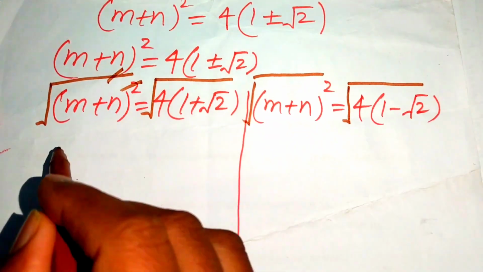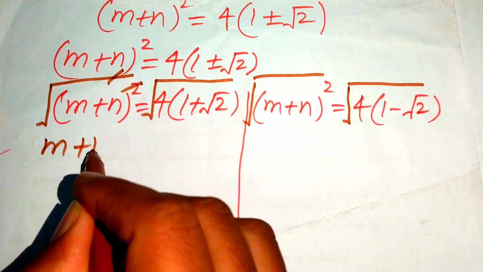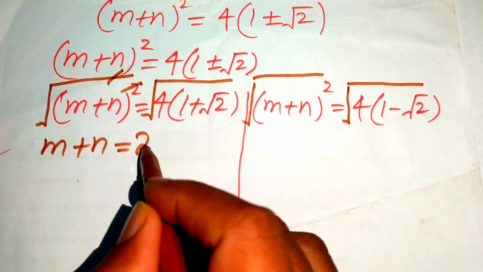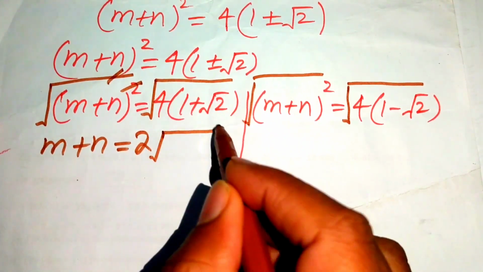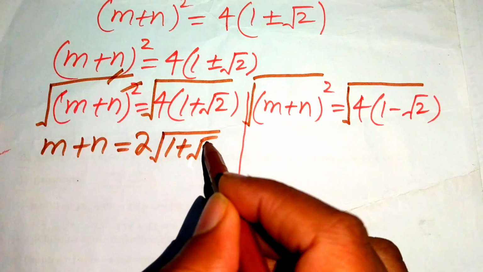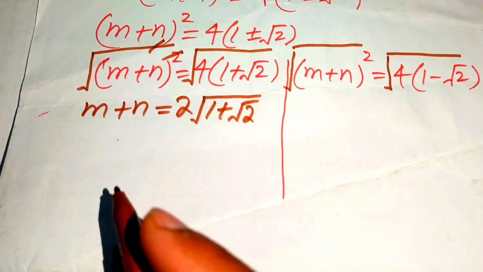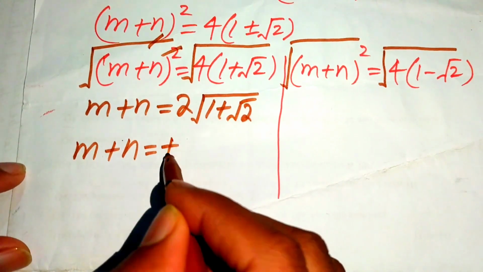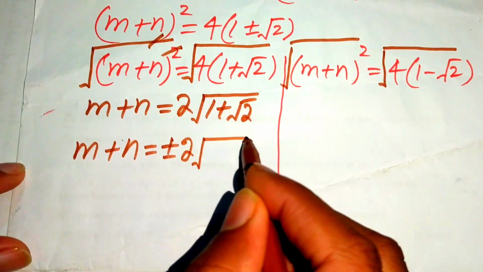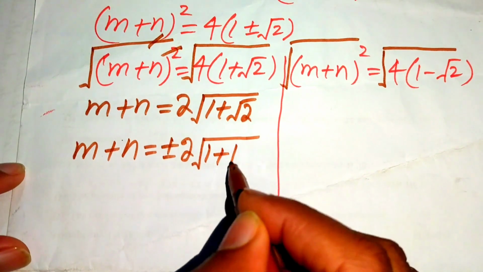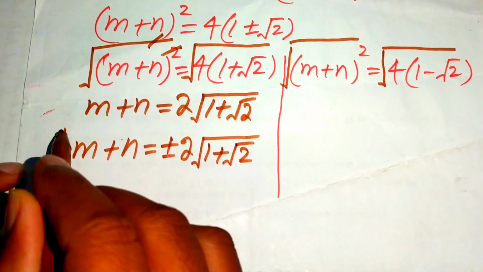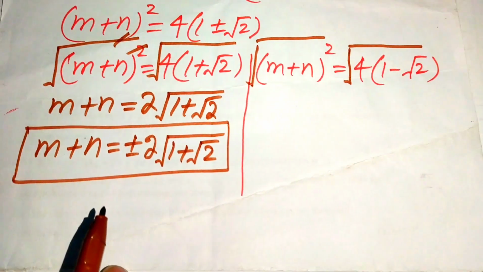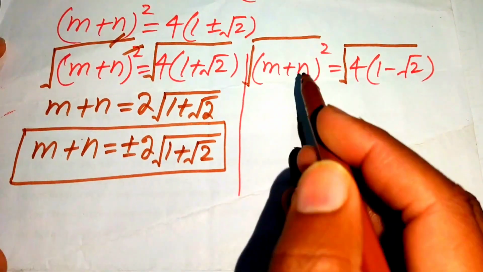So the square and square root cancel each other, and we get m plus n equals the square root of 4, which is 2, times the square root of 1 plus square root of 2. And in the first case we get the value of m plus n equals plus minus 2 times the square root of 1 plus square root of 2. So these are the first two real solutions of the given problem.